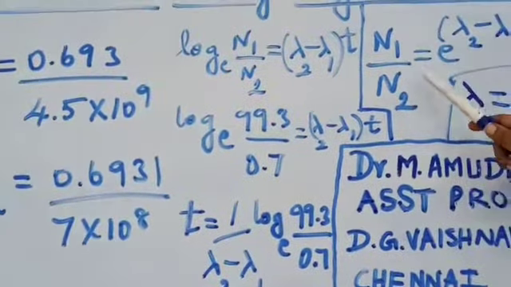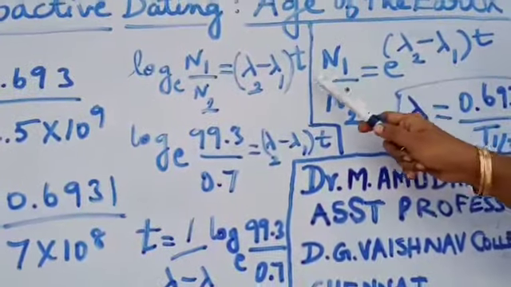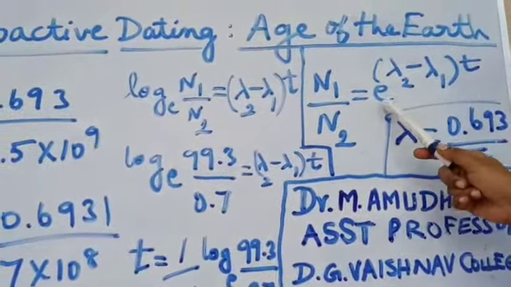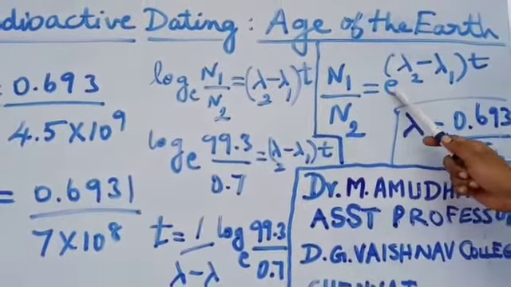Already I have written this formula. So what you have to do is take log on both sides. In the LHS you have to take log, and similarly in the RHS also you have to take log to eliminate this exponential. The main aim of taking log is to eliminate this exponential.